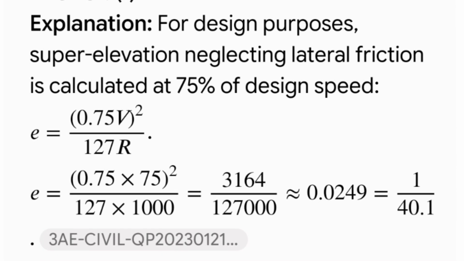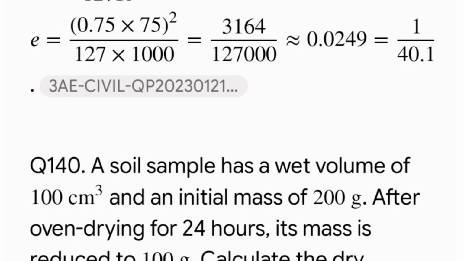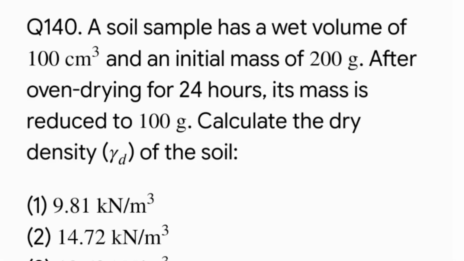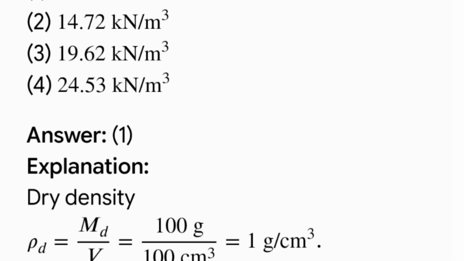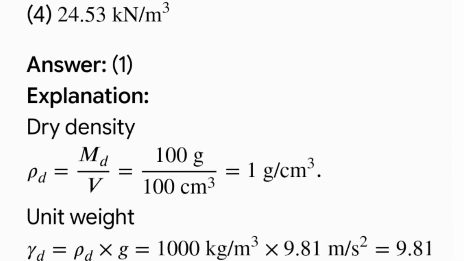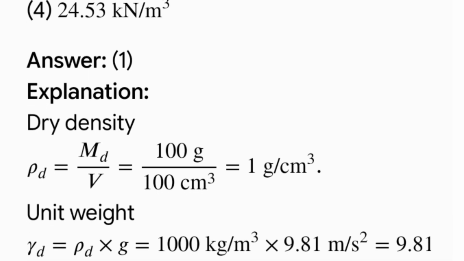Next question. A soil sample has a wet volume of 100 cm³ and initial mass of 200 grams. After oven drying for 24 hours, its mass is reduced to 100 grams. Calculate the dry density of the soil. Correct answer option 1, 9.81 kN/m³.